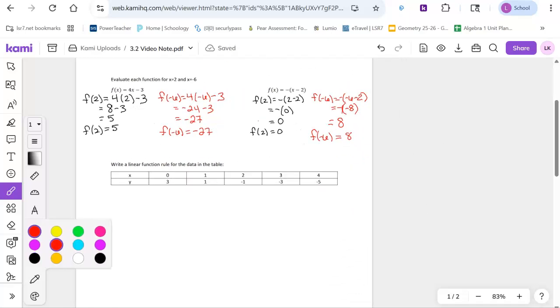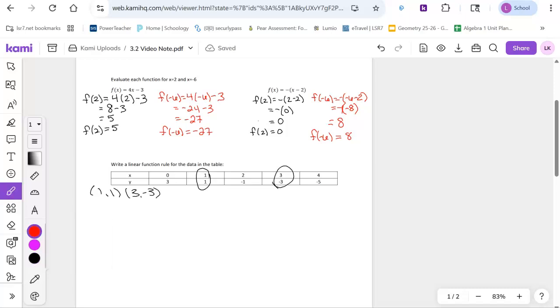All right. So now we are going to write a linear function rule for the data in the table. So you're going to do just like the last unit where you have to write an equation from the table. However, in the very end, you're going to put it as a function, so f of x. So first thing I need to do is find 2 points so I can find my slope. There's 1, 1, and 3, negative 3. So remember, those are just points.